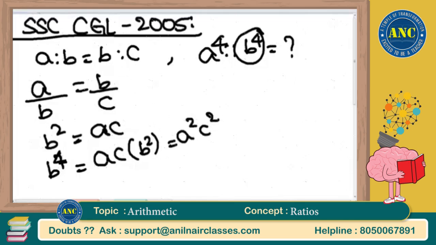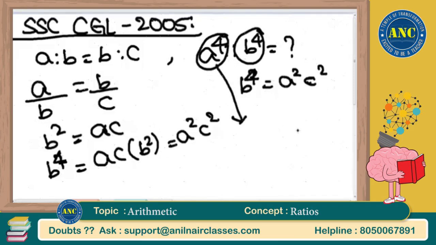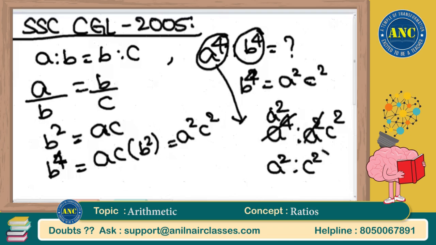B power 4 is equal to A square C square. Now, they are asking in the question, what is A power 4 is to B power 4. So, B power 4 is A square C square. A power 4, I will write as it is. It cancels, A square will be remaining. A square is to C square should be the answer.